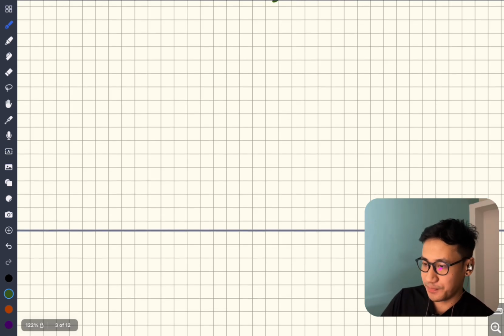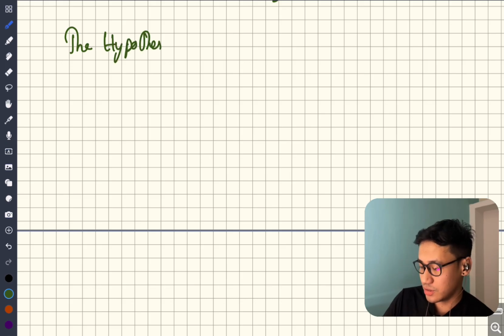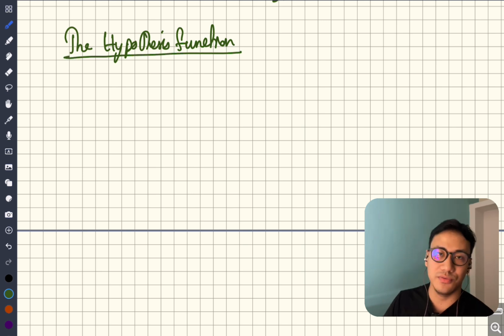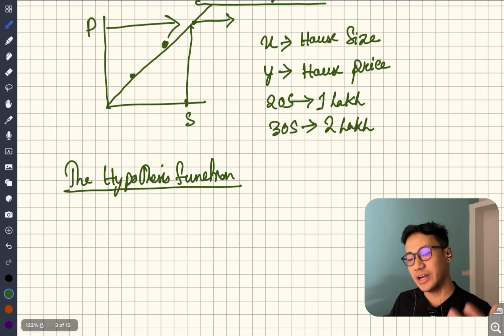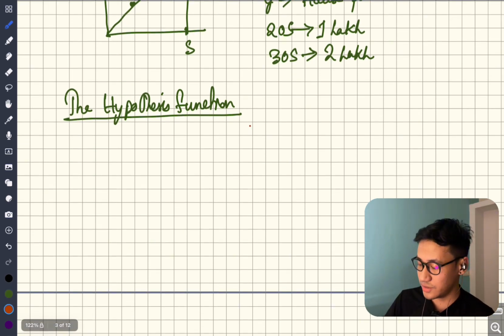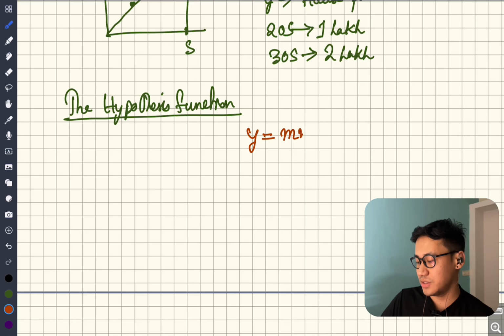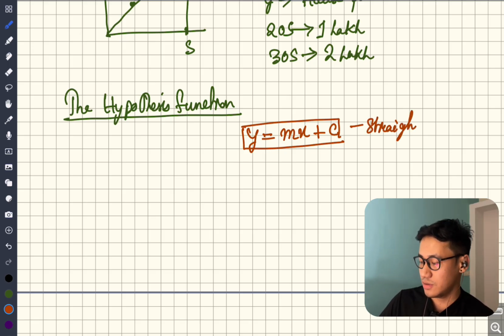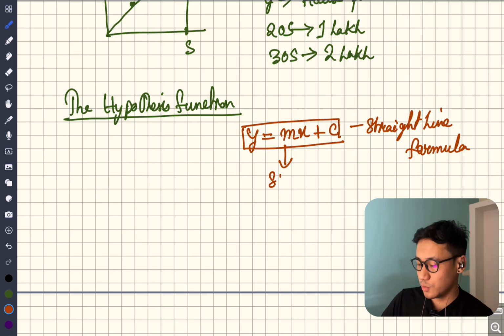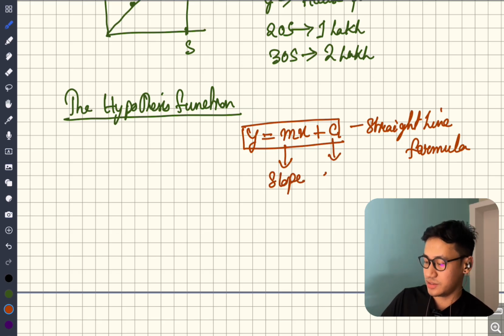So let's start with the hypothesis function. There has to be some formula regarding this linear regression. The formula we use is a very popular formula, y equal to mx plus c. This is the straight line formula. Here some terms are there. This m is known as slope and this c is known as intercept.